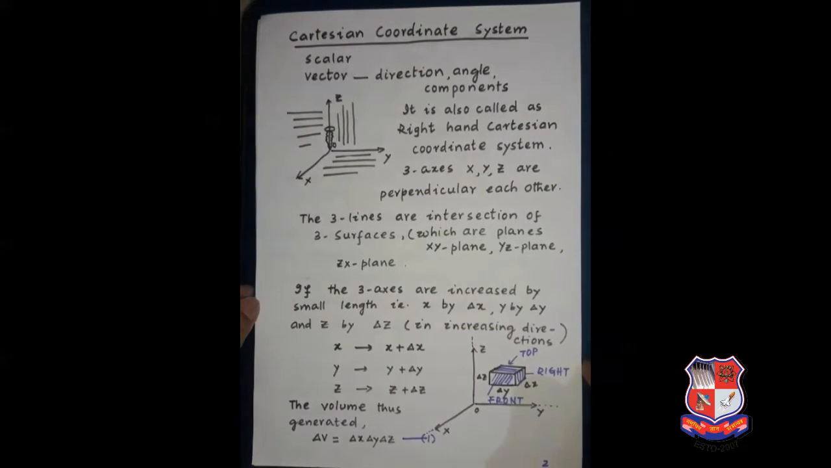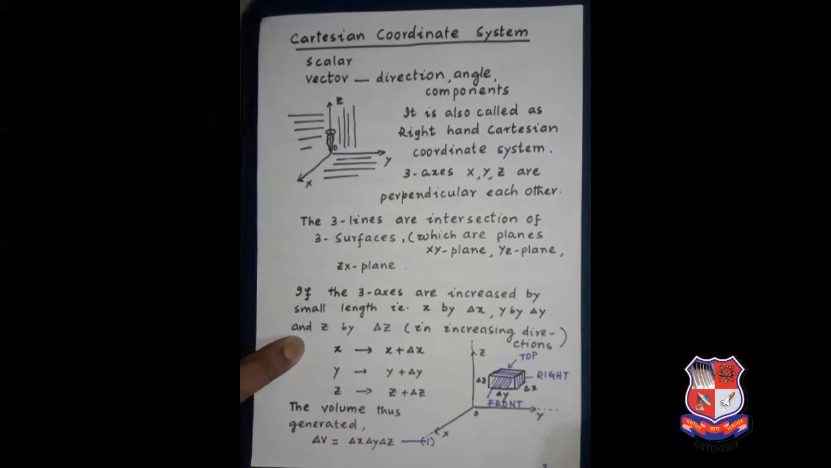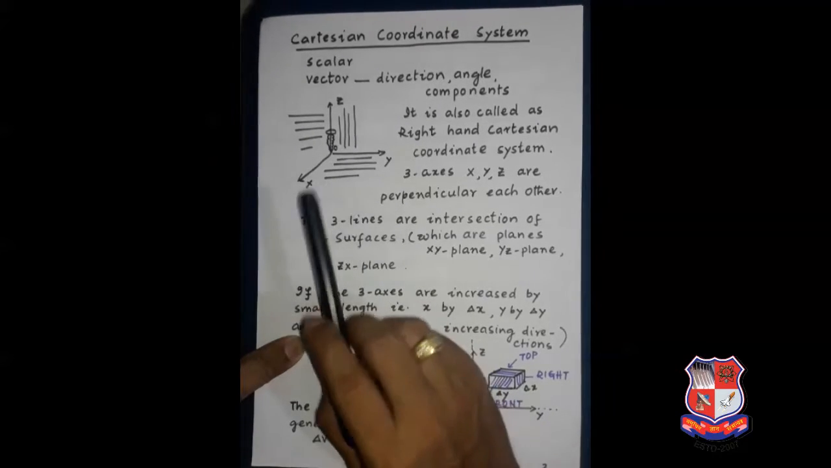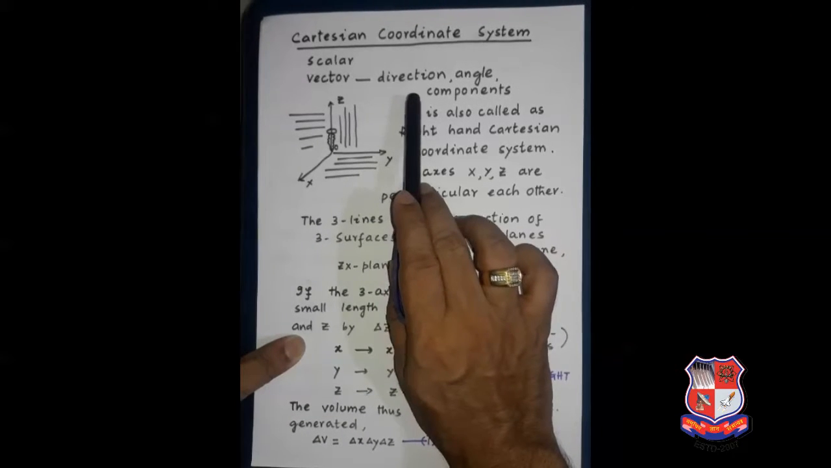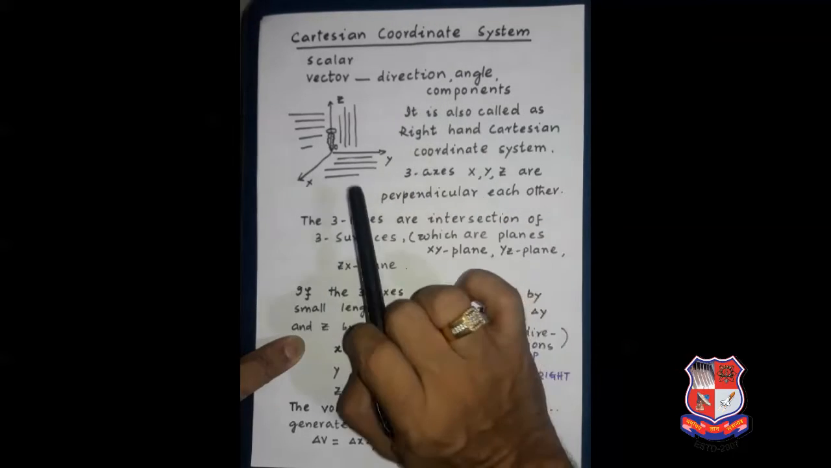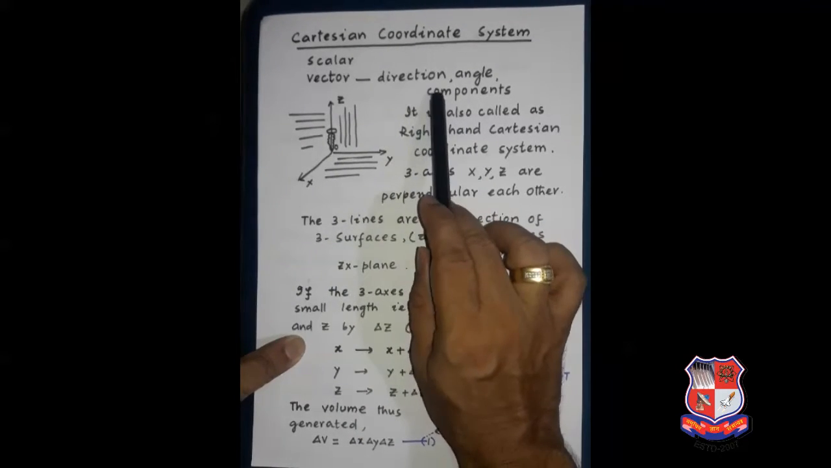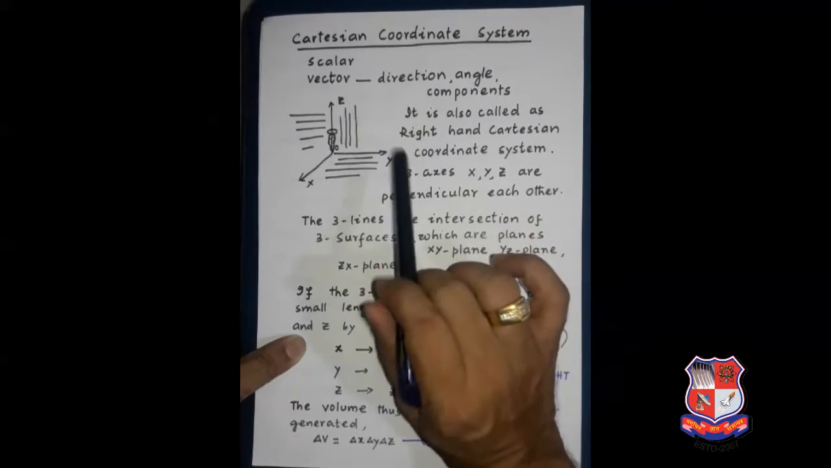Coming to Cartesian coordinate system, first we will see why we need a coordinate system. Coordinate system is nothing but it gives a reference to locate a point, an object in the universe. Here I can show one more application of coordinate system: if you want to represent a vector, we need direction, angle and components. So all these things cannot be represented without having a coordinate system.